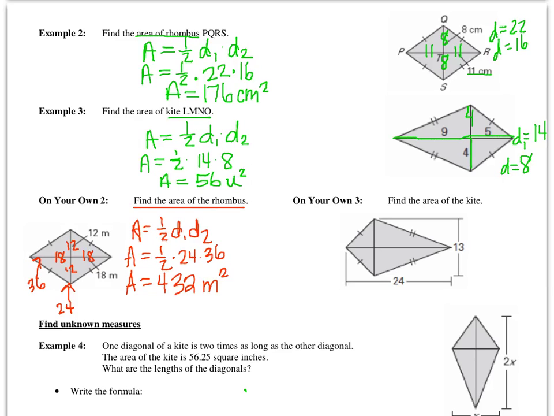The next one, find the area of the kite. So it's still going to be area equals half d1 times d2. And we got one of our diagonals here and one here. And that gives us the total, so we don't need to add them together at all. So area equals half times 13 times 24. And if you put that into your calculator and simplify, you should find the area equals 156 units squared.